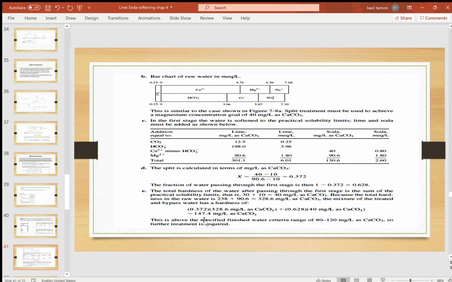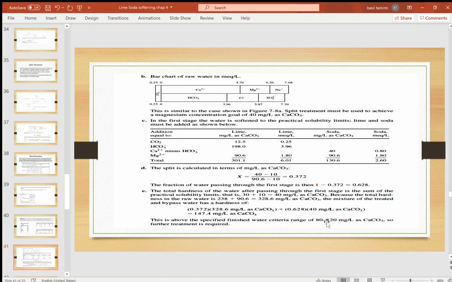After mixing, what is the hardness that we can get? It is 147.4 milligram per liter as CaCO3. Okay. Is this within the practical limits? Here is where we have the problem. We are fulfilling the requirements of magnesium. However, we are not fulfilling the requirements of the total hardness to be within this interval. Okay?